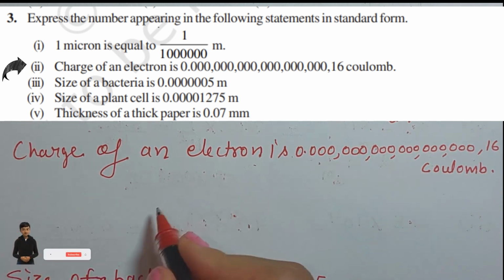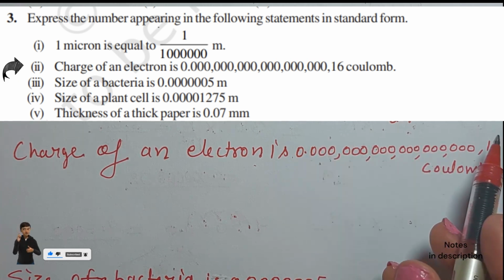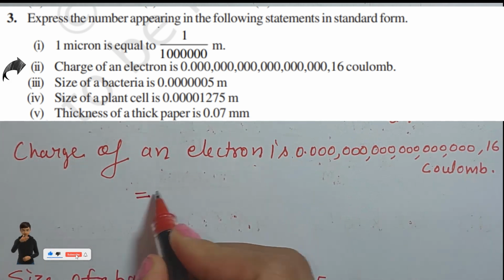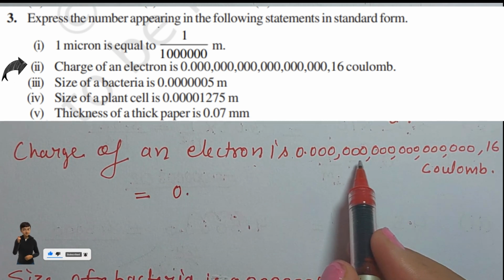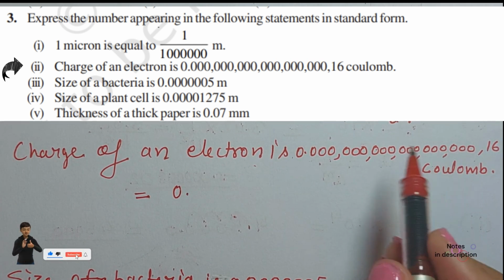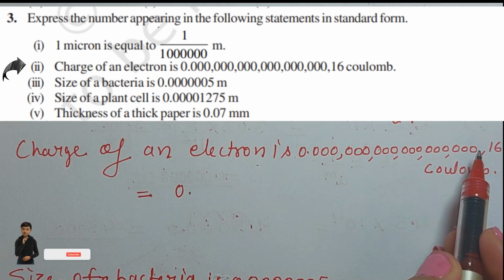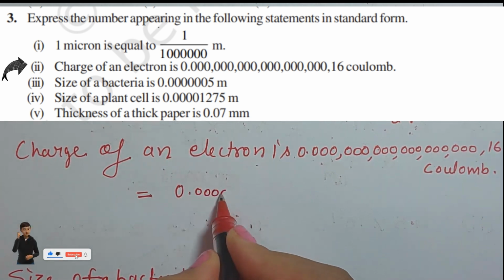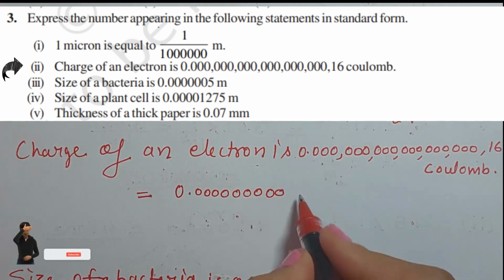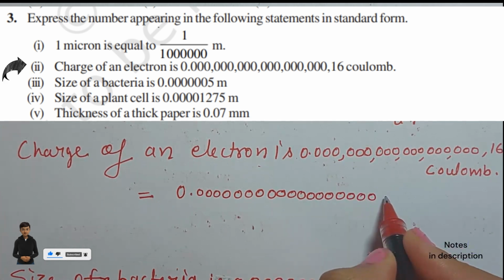Good. So first we will write this. How you can do this? Just now I said you know. Now we will shift this. You can shift this decimal point directly to the right side. First you write this 0 point and you count zeros. How many zeros are given? 1, 2, 3, 4, 5, 6, 7, 8, 9, 10, 11, 12, 13, 14, 15, 16, 17, 18. Okay.